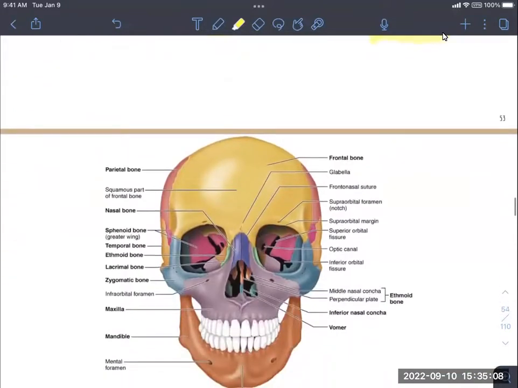So here in blue, darker, it's like a darker purple, is your nasal bones. The green up here are your lacrimal bones, and that's where your lacrimal sac is.